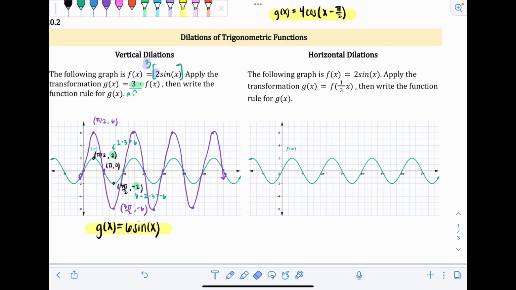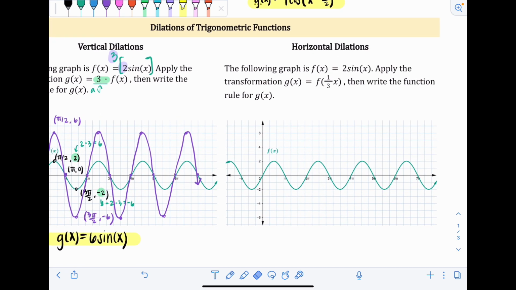Moving on to horizontal dilations, it says the following graph is f of x equals 2 sine of x, the same original function as we had for vertical dilations. Apply the transformation g of x equals f of 1/3 x, and then write the function rule for g of x. So to figure out what type of transformation we're applying, we're looking at where the change is happening. It's a number that's being multiplied by x inside the parentheses.